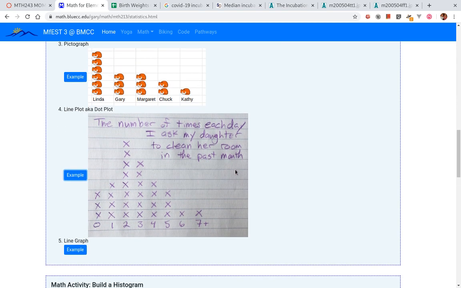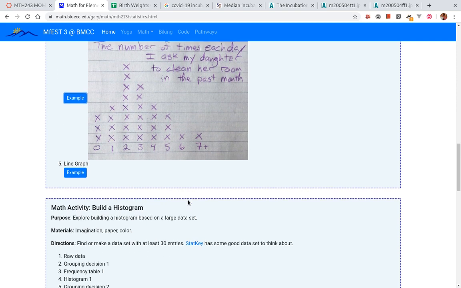Dot plots are kind of popular. Here, the number of times each day I asked my daughter to clean her room in the past month. So you can see the distribution: 3 times in the last month were days I didn't ask her. Some days I asked her 1 time, and a whole bunch of days I asked her twice to clean her room. Every once in a while, like once last month, I had to ask her more than 7 times to clean her room. As your parents, you understand that problem.